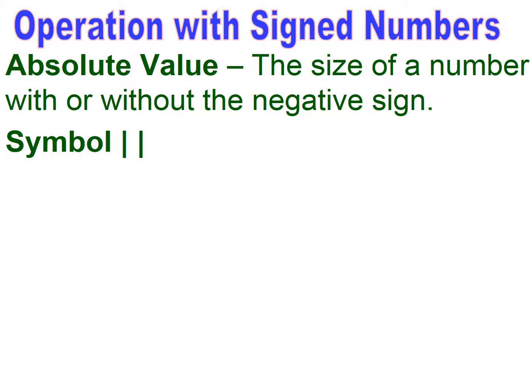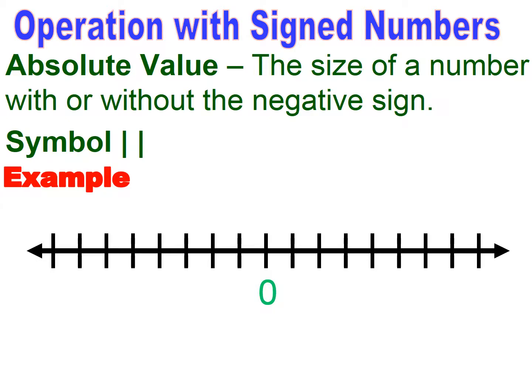Next, we're going to define absolute value. Absolute value is the size of a number with or without the negative sign. The symbol is two vertical bars or lines. When we have two vertical lines, we are working with absolute value. So when we think of an absolute value, we think of the distance a number is from 0 on the number line. So if I'm given -7 and I want to take the absolute value, again, the absolute value will be two vertical lines. That indicates that I am taking the absolute value of a number.